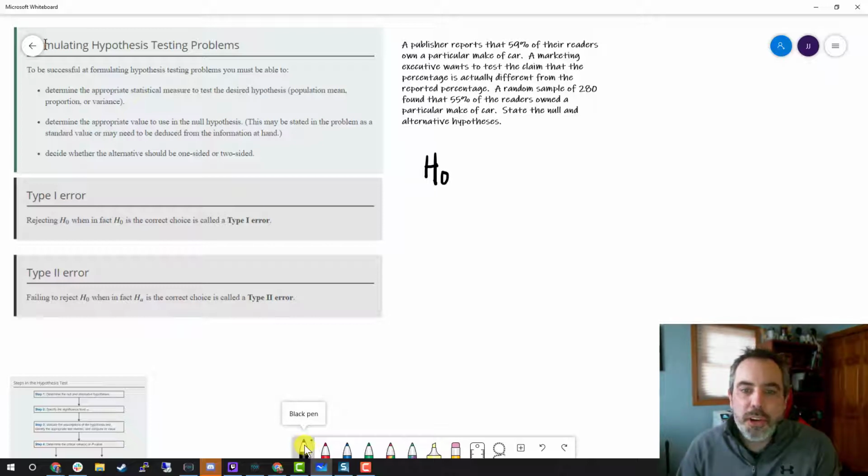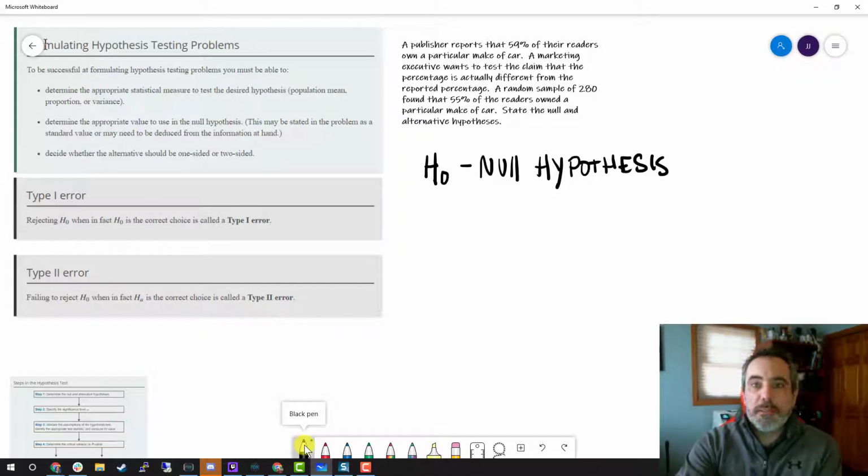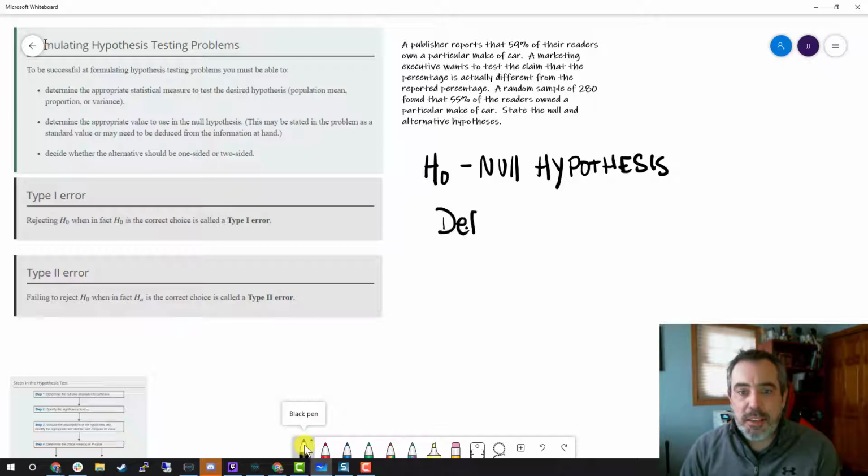All right, the null hypothesis is really what we are going to work at proving or disproving in this example. The null hypothesis in the court of law is that the defendant is innocent.